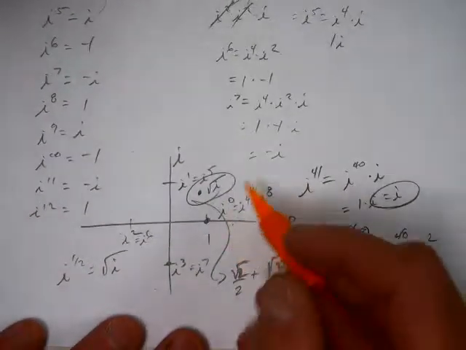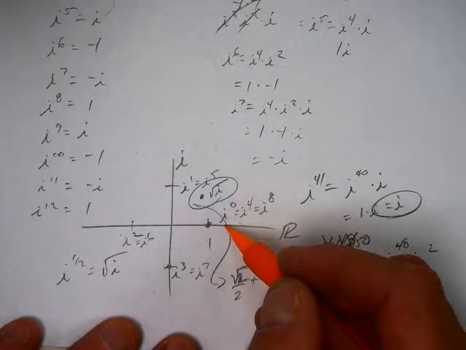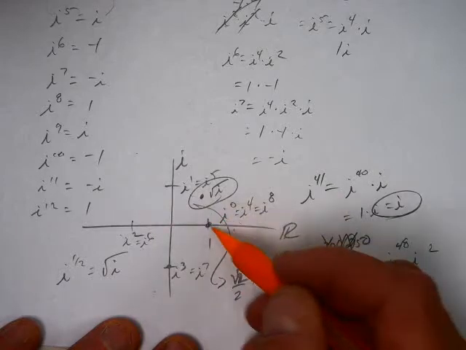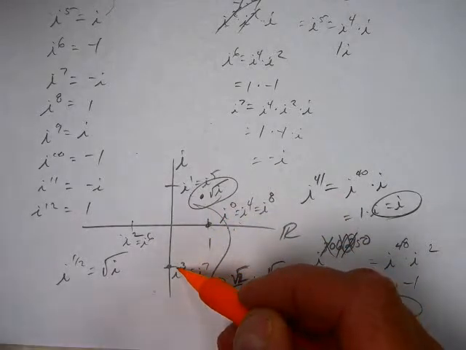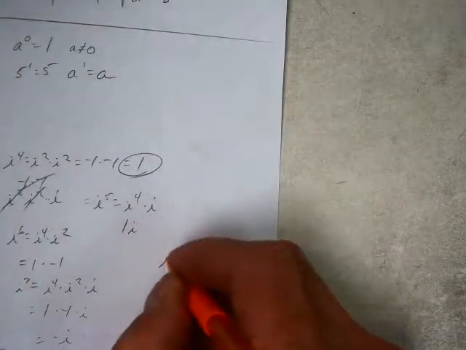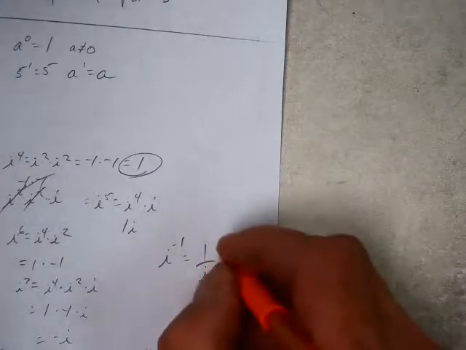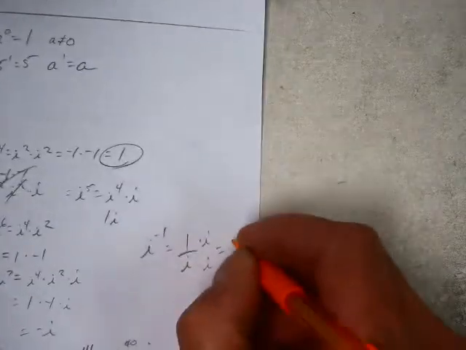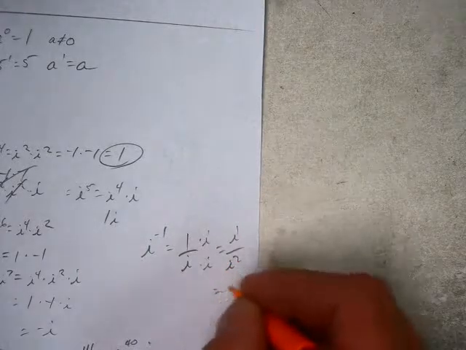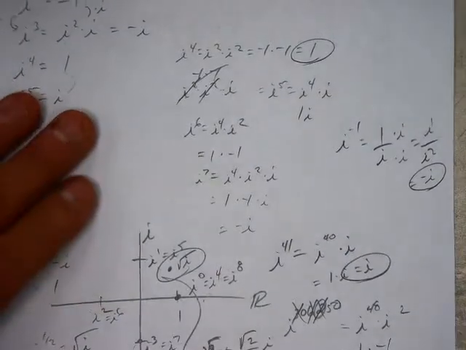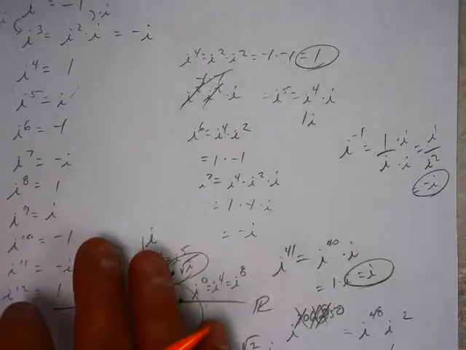Just out of curiosity, how do you think you do i to the negative 1? Clockwise. Which would make sense, because if I said i to the negative 1, that's the same thing as dividing by i, which if I multiply top and bottom by i, I get i over i squared. What's i squared? I forget. Negative 1, so I get negative i. It all fits together so seamlessly and perfectly. It's just amazing. But I think i is kind of cool.